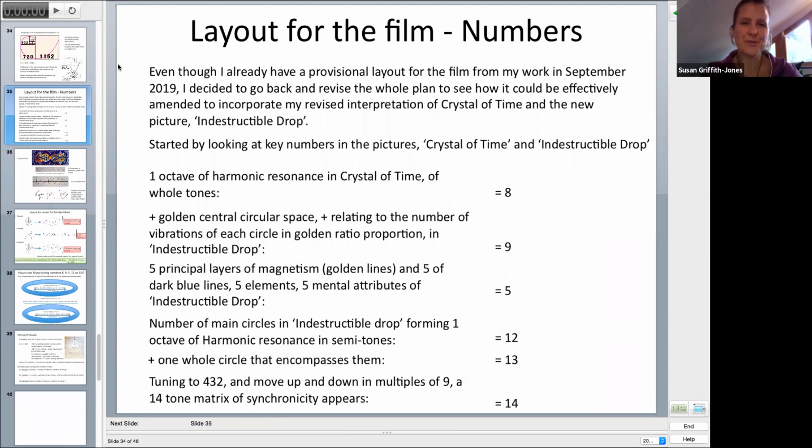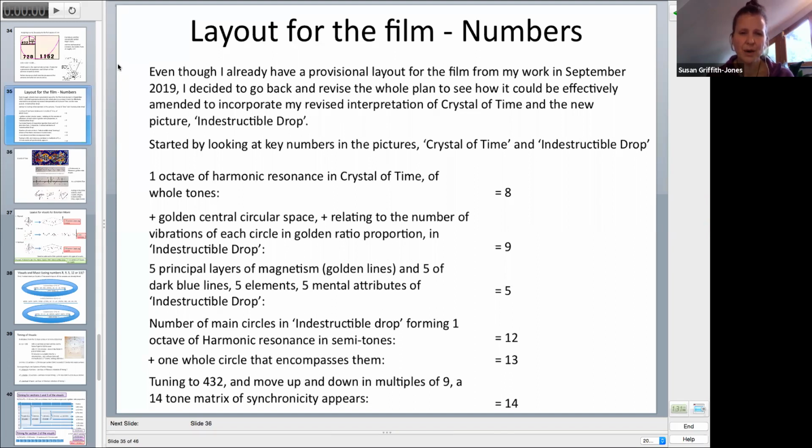So I'm going to come now onto the main topic of this session. I couldn't resist adding those further interpretations here, because they're things that I've discovered recently that are pertinent to the process by which I'm going to lay out the movie and also interpret both the crystal of time and the new picture, the Indestructible drop. At the beginning of this session, I showed you a provisional layout that I wasn't really satisfied with, which is why I put down my pen and started doing more research, and hence created the new picture, Indestructible drop. This has been work from last September to now.